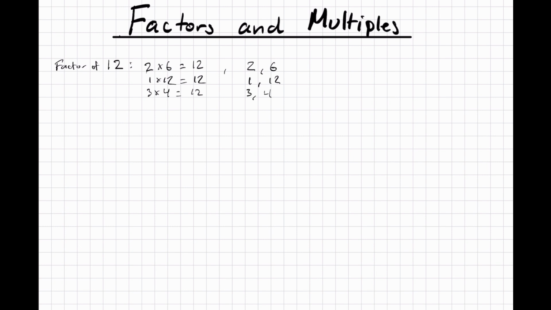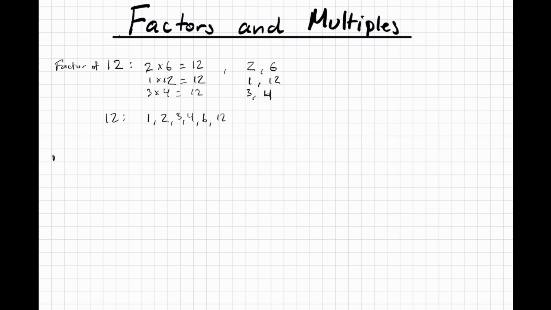I should make note that for factors, when we say two numbers that multiply together, we are talking about positive and whole numbers. So we don't have to worry about negative numbers, decimals, fractions, any of that. We're talking about positive integers or whole numbers, and those are the factors for a number. So let's say 1, 2, 3, 4, 6, and 12. That is the set of all of the factors of 12. Okay, so now we know what a factor is.